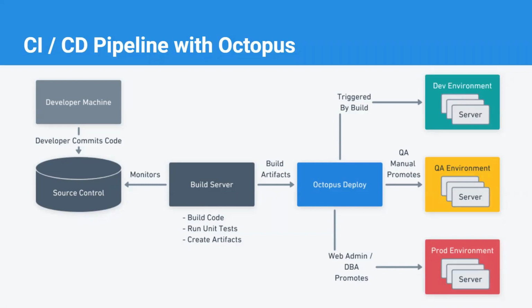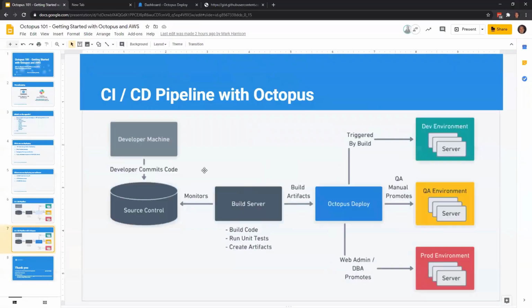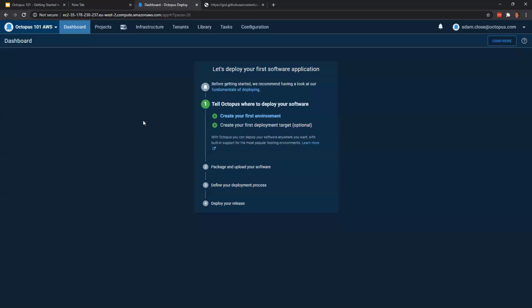Okay, so I'll jump straight into Octopus. We're going to go from an empty Octopus right the way through to deploying our software out to our infrastructure. When you first come into Octopus, you're presented with this nice onboarding screen. It tells us from steps 1 to 4 what we need to do to deploy our software: create environments and deployment targets, package and upload our software, define our deployment process, and deploy our release.